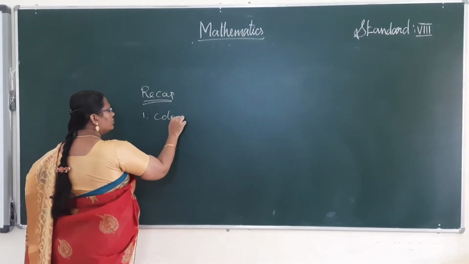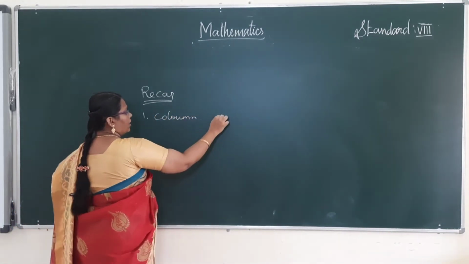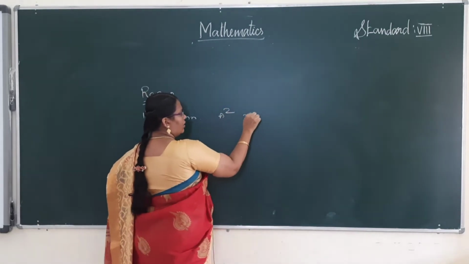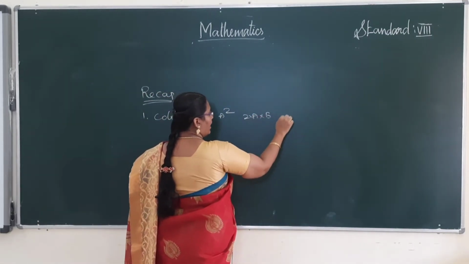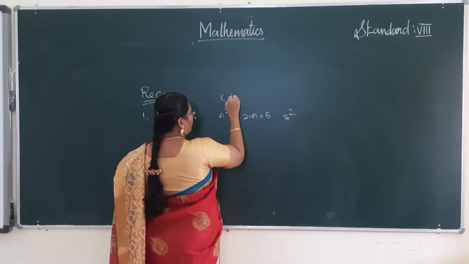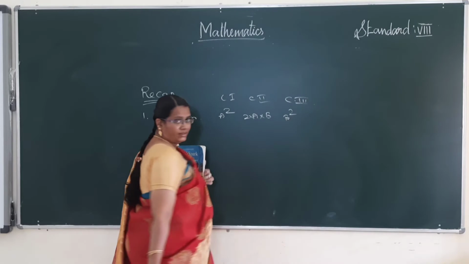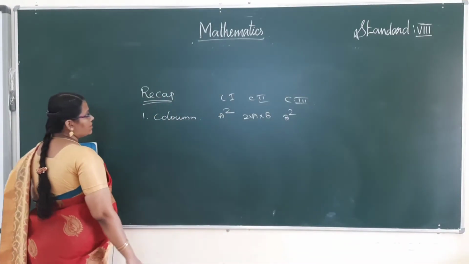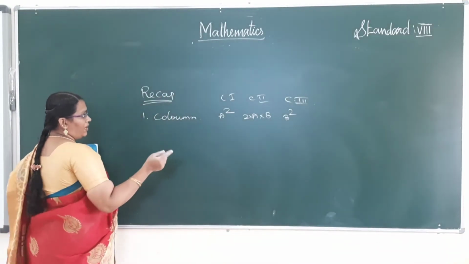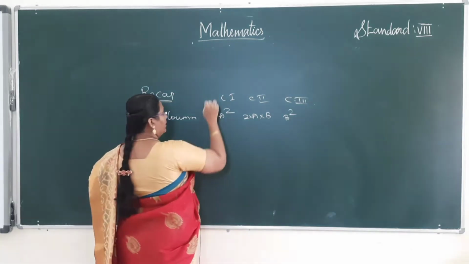What is the formula? A squared, 2 into A into B, and B squared. Column 1, column 2, column 3. So it's the column method. Apply the values and find the result.